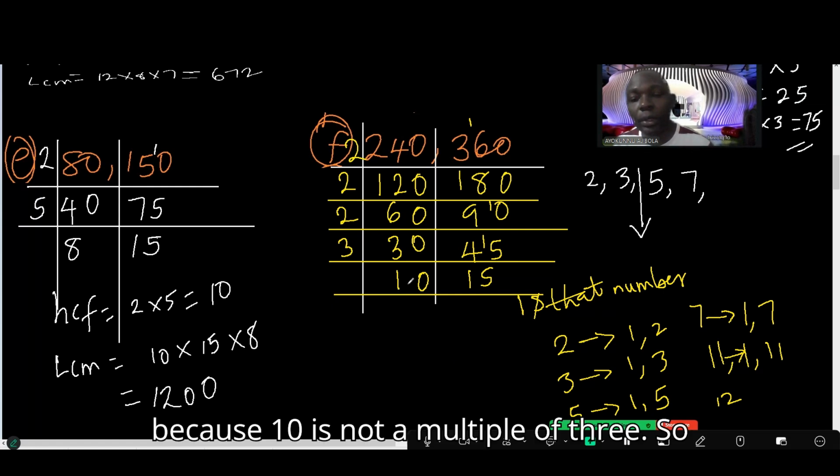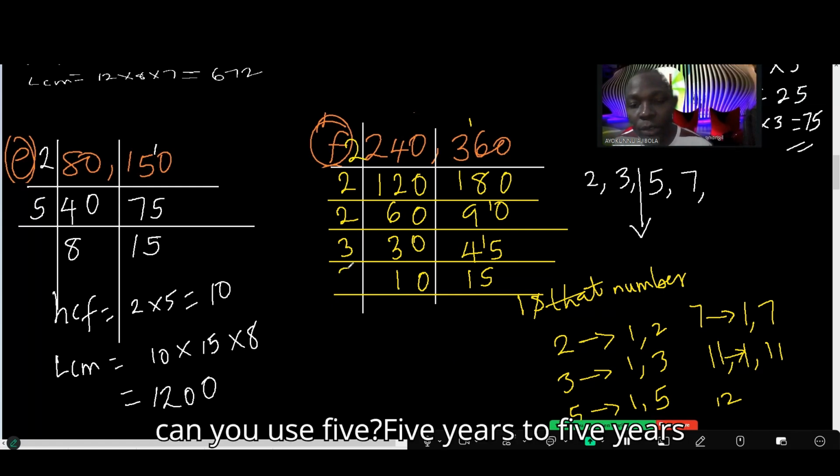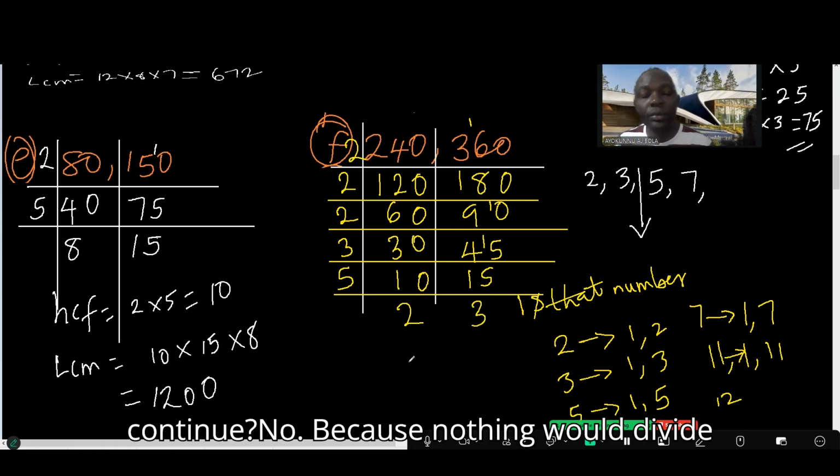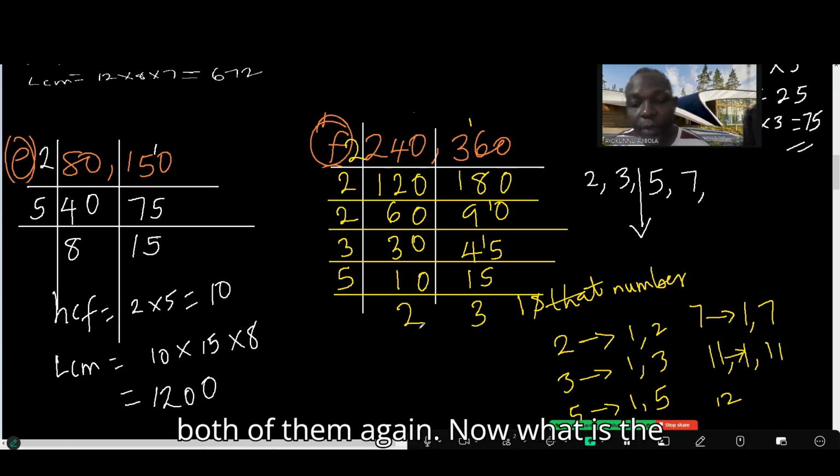No, because 10 is not a multiple of 3, so we can use 5. 5 here, 2, 5 here, 3, right? Yes. So can we continue? No, because nothing will divide both of them again.